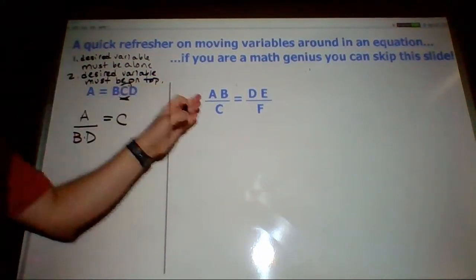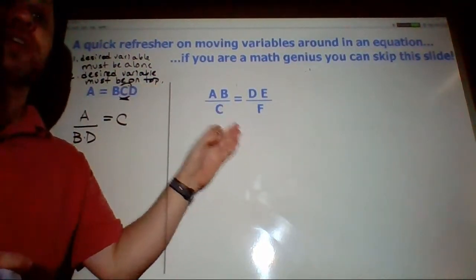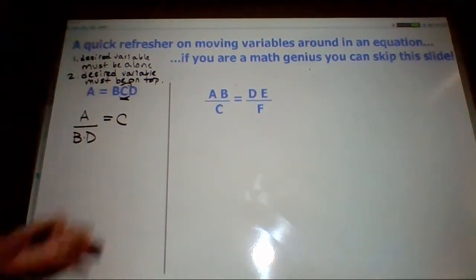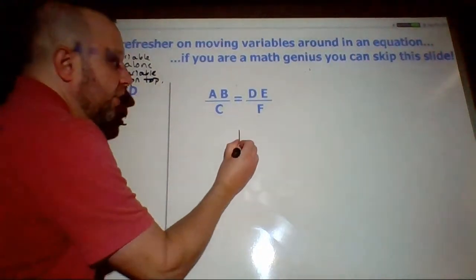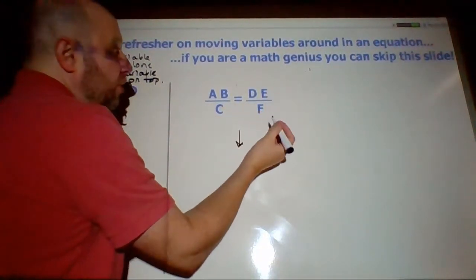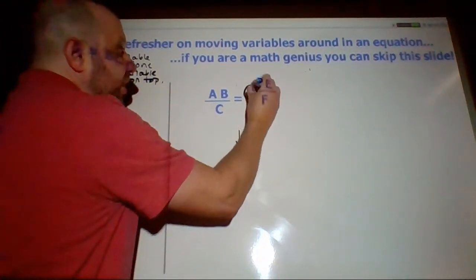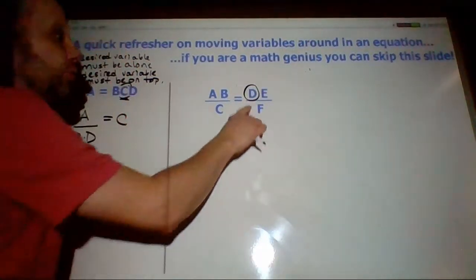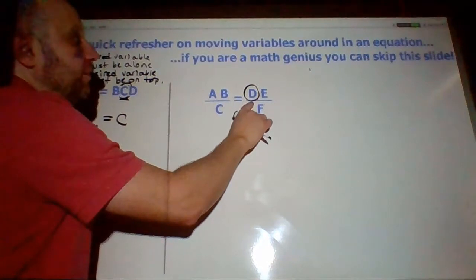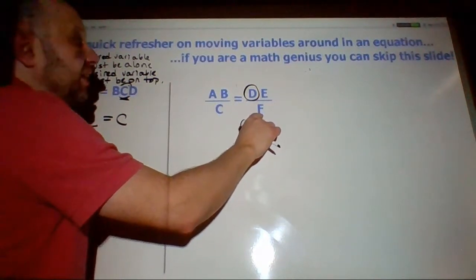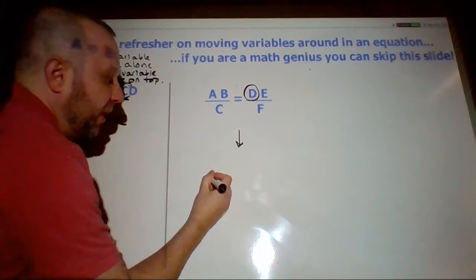Now, when you have a more complex equation like you have over here, and like what we're going to see today, you have to be a little more careful. So we're going to look at 2 different examples. In the first example, we're going to solve for something on top. So let's say we solve for D. If I'm solving for D, that means everything else that's on this side of the equation has to be moved away. So F has to be moved away.